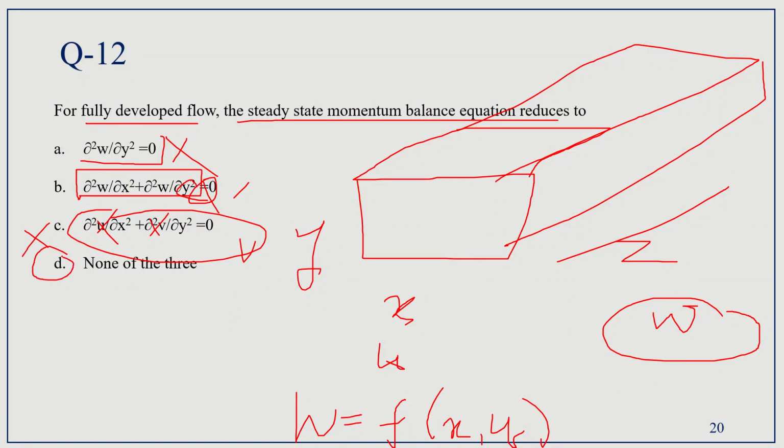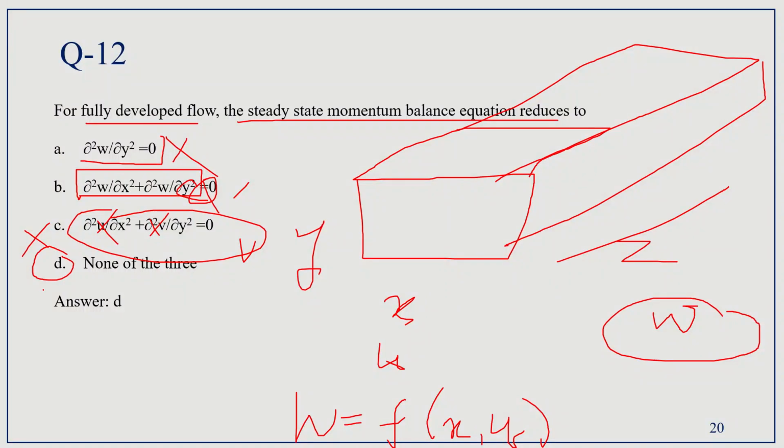∂²w/∂x² plus ∂²w/∂y² would be equal to the pressure gradient, that is ∂p/∂z. So that would be a constant, it would not be zero. On that basis we are ruling out B, and all the other remaining options, A and B, are wrong. So the answer to this particular problem is none of the three is the right answer.